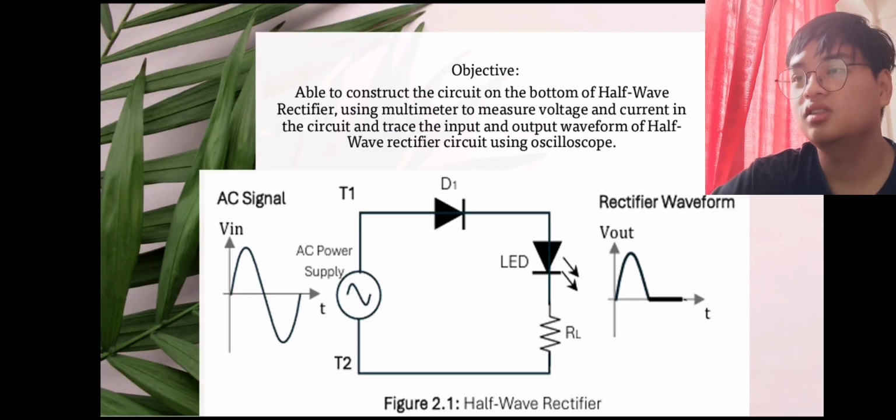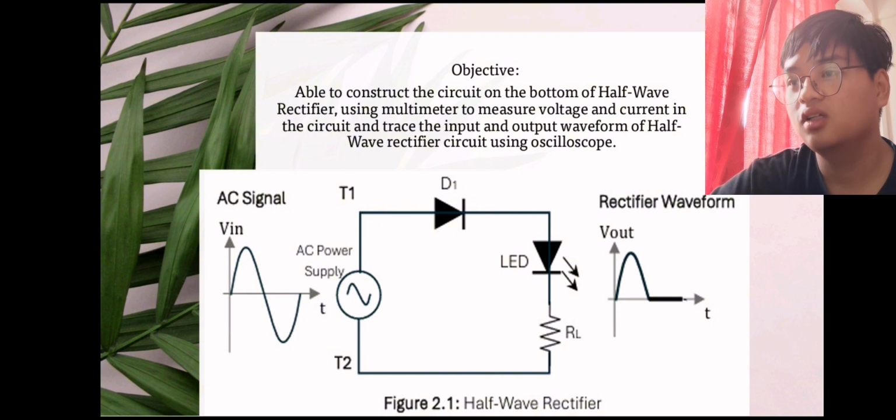The objective of this practical work is to be able to construct the circuit on the bottom, which is a half-wave rectifier, using a multimeter to measure voltage and current in the circuit, and trace the input and output waveform of the half-wave rectifier circuit using an oscilloscope. This is the circuit. We have an AC power supply connected to a diode, connected to an LED, connected to a resistor. This is the AC signal for V in, and this is the rectified waveform for V out.